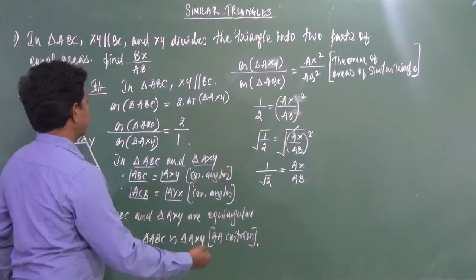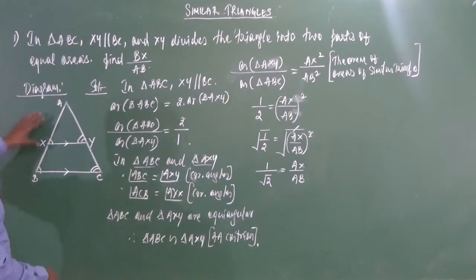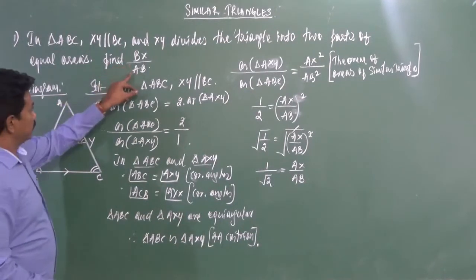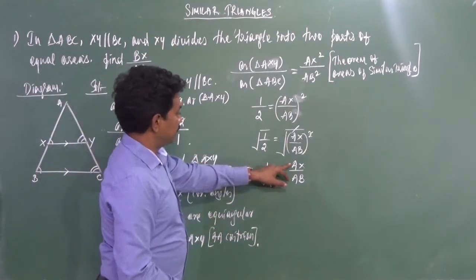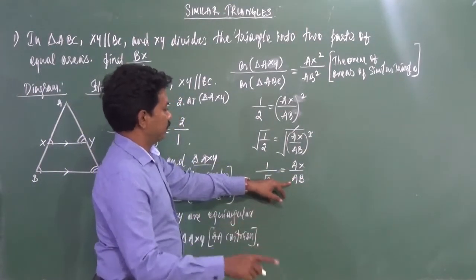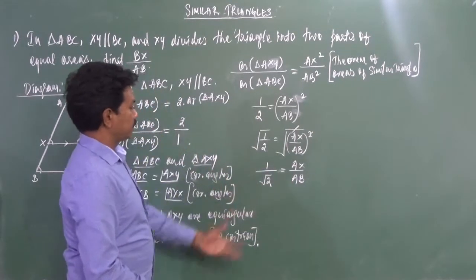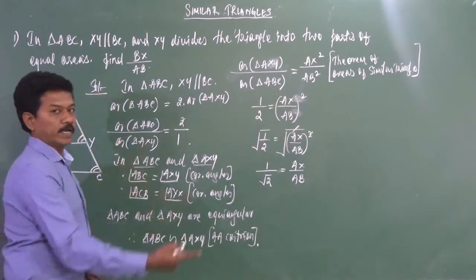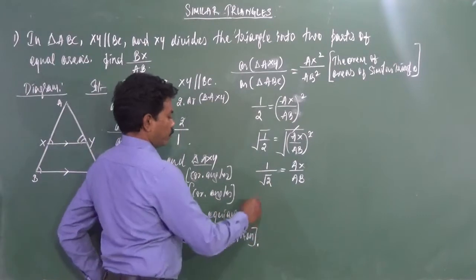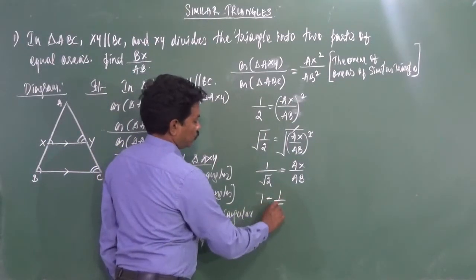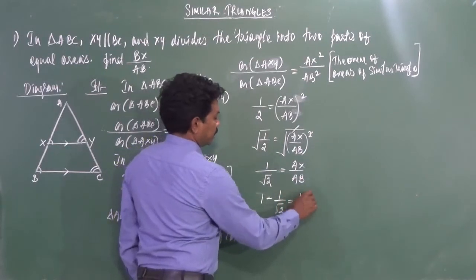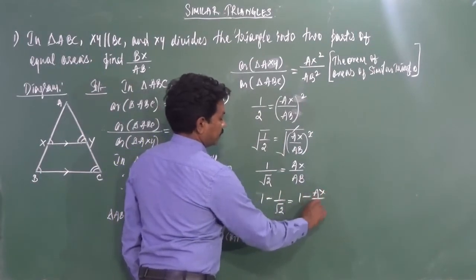But we have to find the ratio, not AX by AB, but we need BX by AB. We have to find BX by AB. So we need BX in the numerator and AB in the denominator itself. So therefore, subtract on both sides from 1. Okay, 1 minus 1 by root 2 is equal to 1 minus AX by AB.